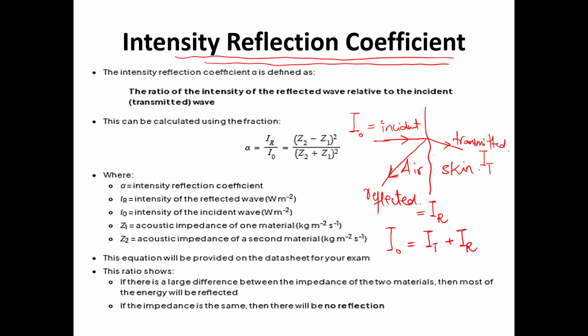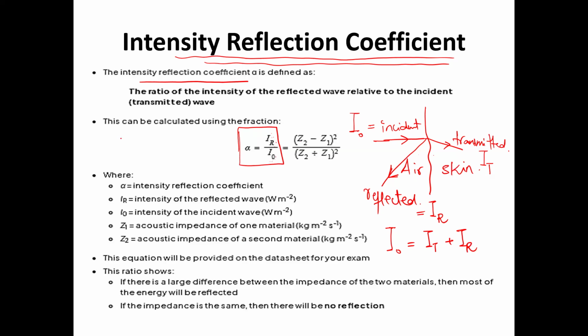So what is the intensity reflection coefficient? This coefficient tells us how much of the intensity of the ultrasound is going to bounce back. So it is given by what formula? Alpha is equal to IR divided by I naught. IR is the reflected intensity, and I naught is the incident intensity.